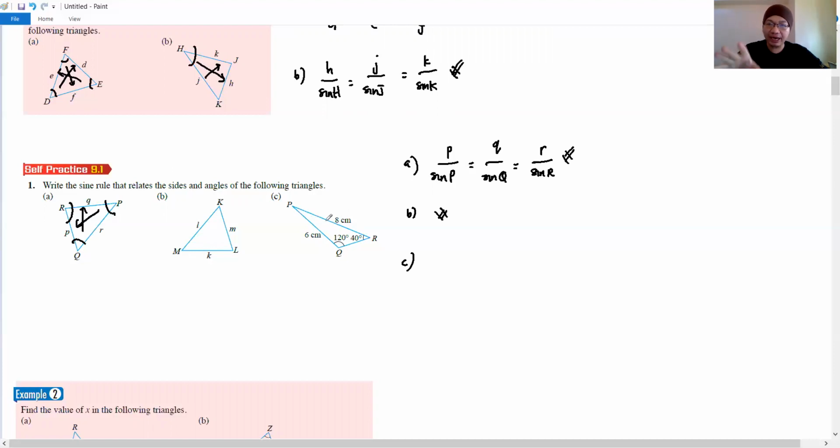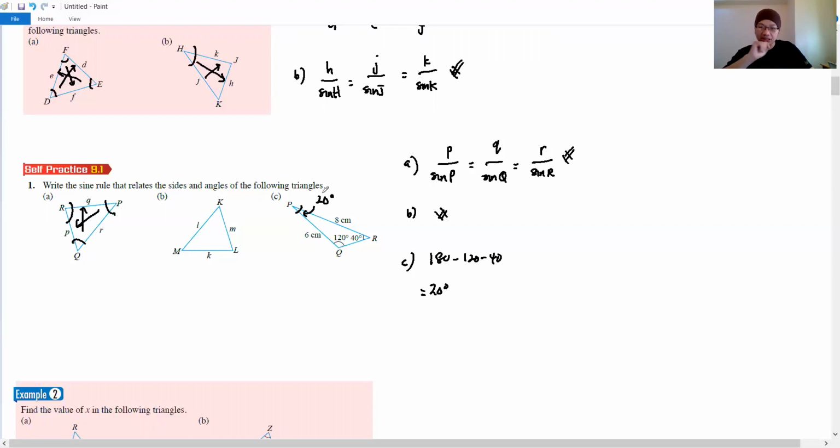Since this is a triangle, the total of angles is 180 degrees. So you need to find this angle. How much is this angle here? So 180 minus 120 and minus 40, how much are you supposed to get? You are supposed to get 20. This one should be 20 degrees.